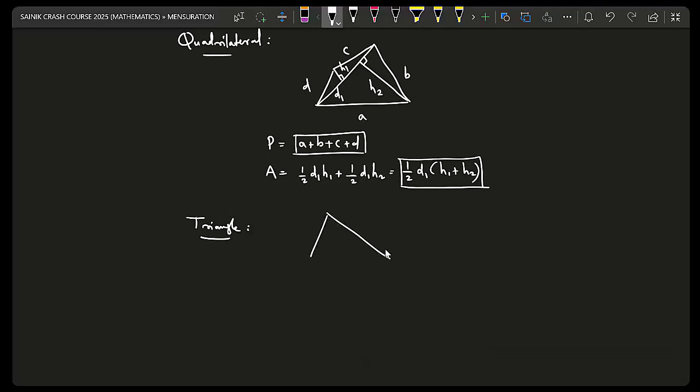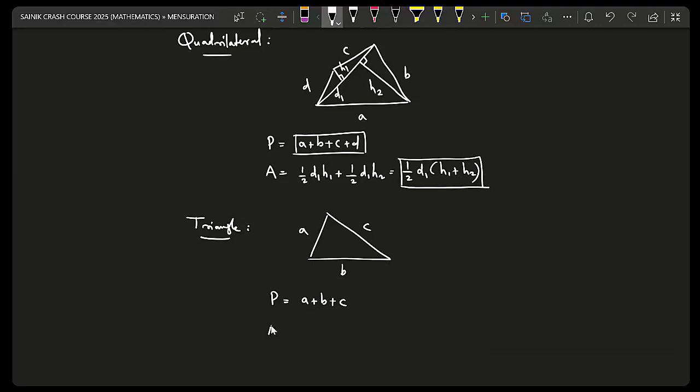Let's take a triangle, a normal triangle. We don't know anything about it, whether it is isosceles, equilateral, right angle, nothing. We know only that it is a triangle. Let us say this side is A, this side is B, and this side is C. So we know the perimeter is the length of the boundary, that is A plus B plus C.